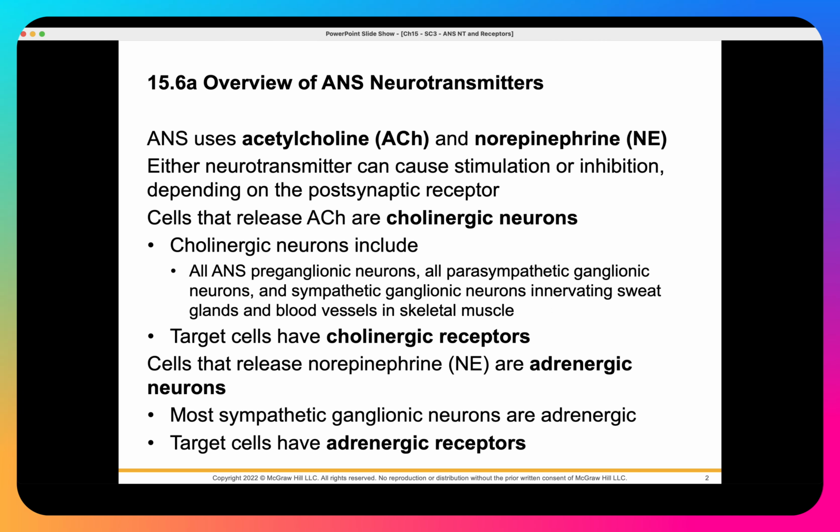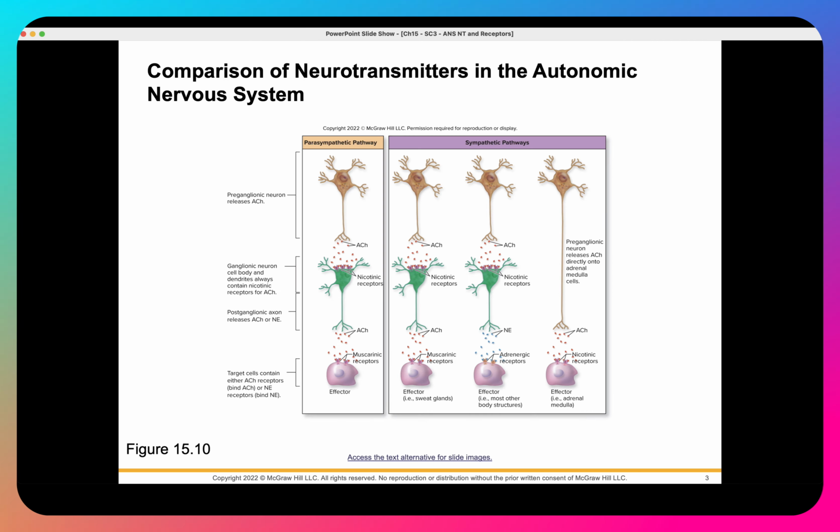And on the other side, if we look at a cell that is responsible for the release of norepinephrine, those are going to be adrenergic neurons. Most sympathetic ganglionic neurons are adrenergic, and the target will have these adrenergic receptors. Now, this particular diagram is probably one of the most important diagrams that we're going to be looking at throughout this chapter.